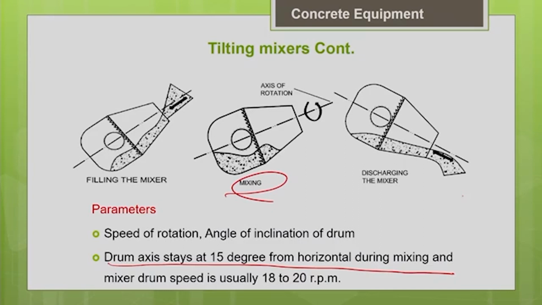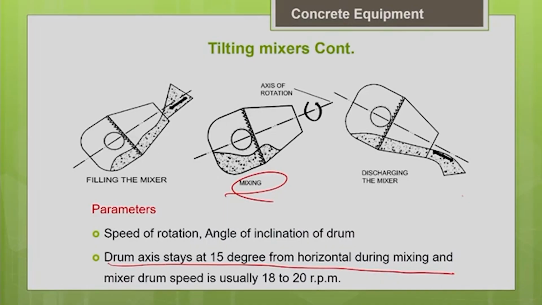This is because, as you know already, if I keep the drum vertical, obviously your blade will not be able to lift the material. So, you cannot keep the drum vertical and do the mixing. Obviously, you also cannot keep the drum completely horizontal. If I keep it completely horizontal at 0 degrees, even that is not possible.